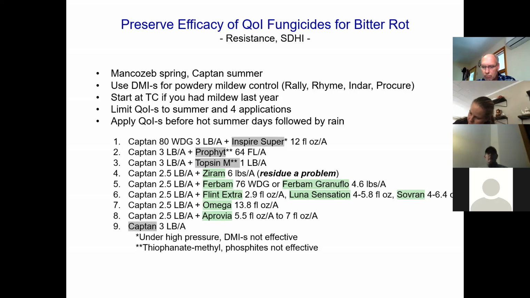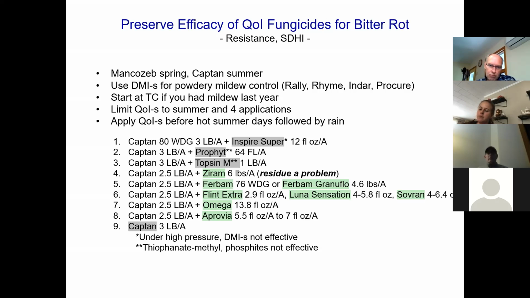As you get closer to July 10th, when usually we start to see much higher pressure from bitter rot, you can start thinking about using Topsin and Captan. But once you pass July 10th, you can combine Captan with Ziram, Ferbam, and also, as I mentioned to you, combine it with Flint Extra or Sovran and Luna Sensation, which are standalone QI fungicides, but time them to apply just before rains that follow a block of very warm, hot weather.